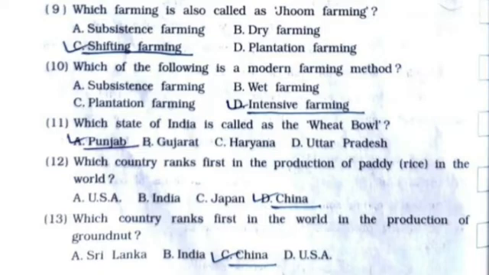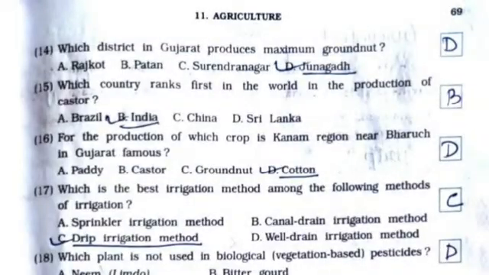12th, which country ranks first in the production of paddy, that is rice, in the world? It's option number D, China. 13th, which country ranks first in the world in the production of groundnut? It's option number C, China. 14th, which district in Gujarat produces maximum groundnut? It's option number D, Junagadh.